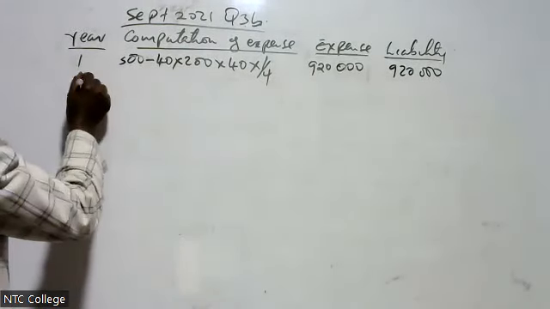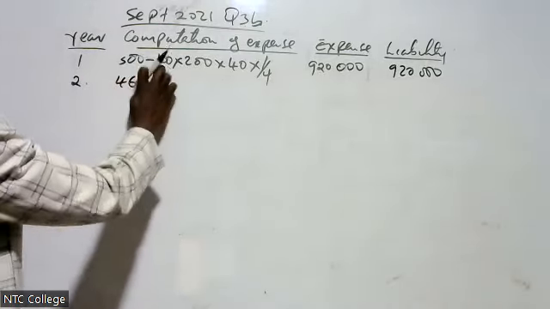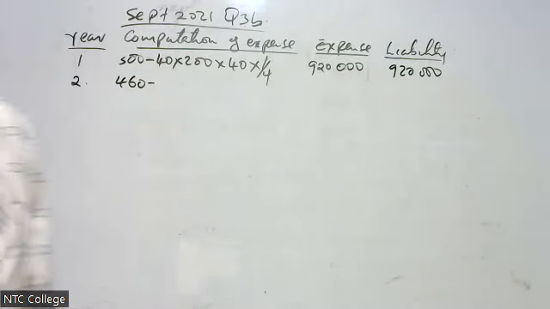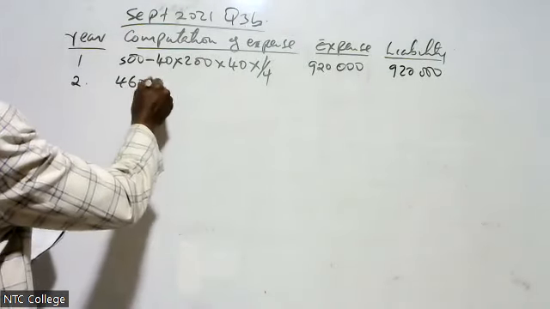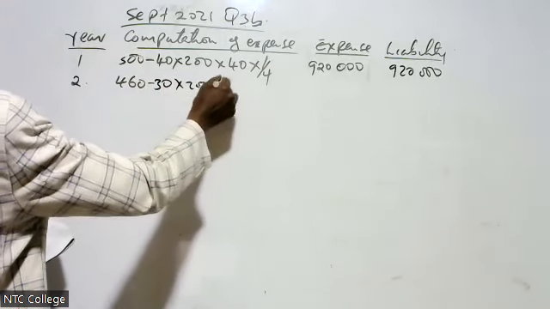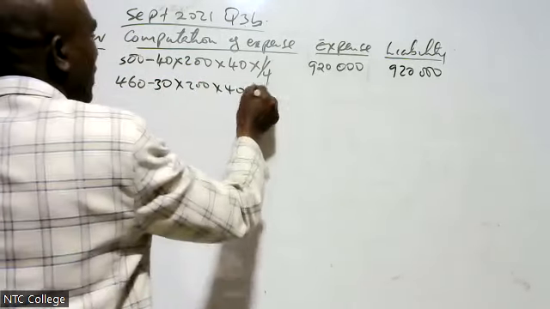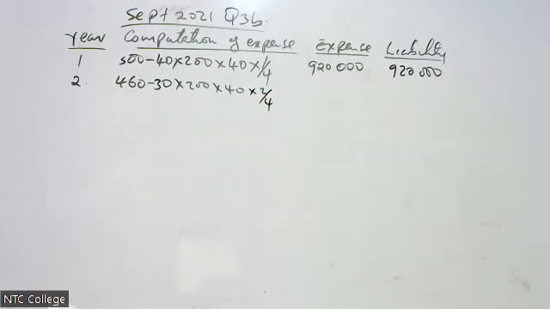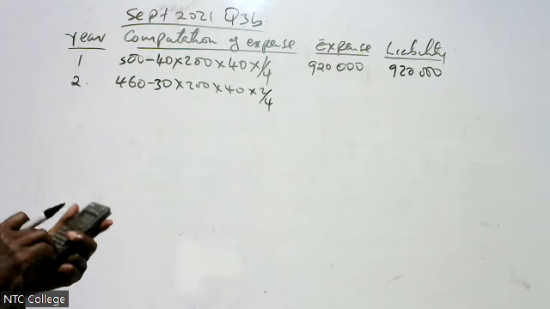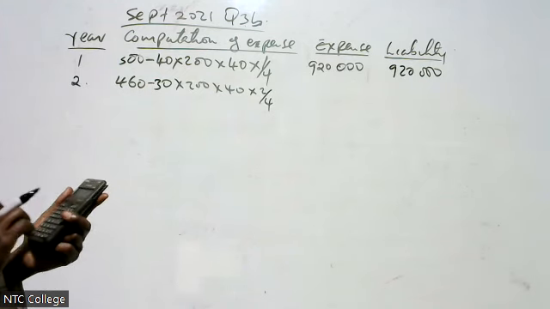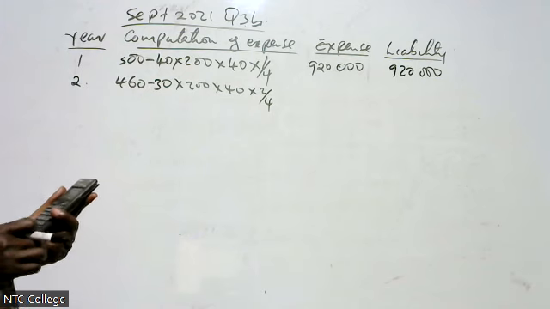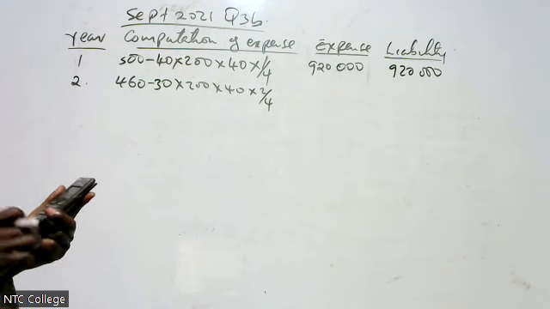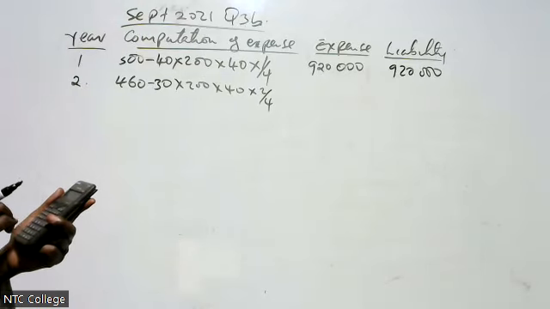When I come to year 2, I have 460 because 40 left. Then the examiner tells me how many employees left. That is 30 employees left, times 200, times 40, the fair value on grant date, times 2 over 4. Therefore, I'm taking 430 times 200 times 40, multiplied by 2 and divided by 4.